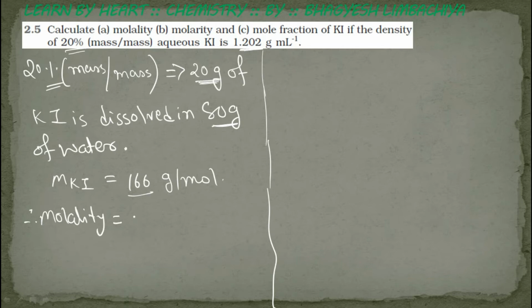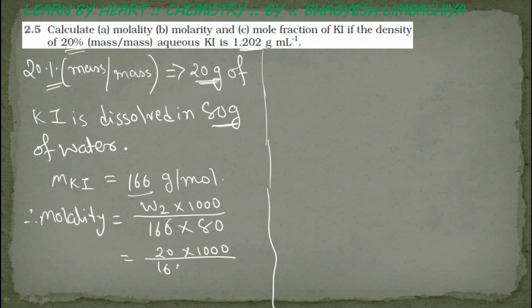So molality is W2 into 1000 divided by 166 multiplied by 80. W2 is 20, so 20 into 1000 over 166 and 80, and the final answer is 1.5 molal.